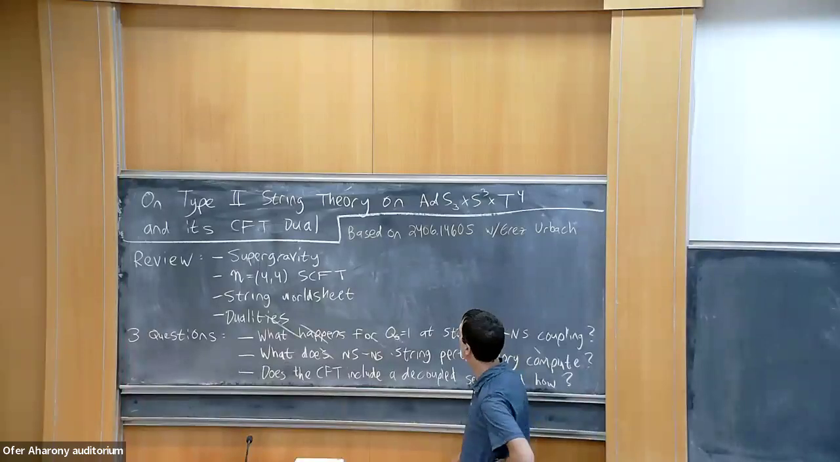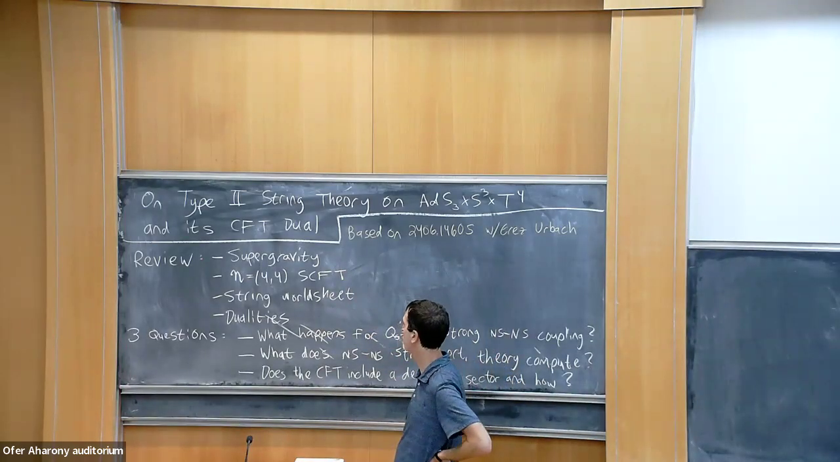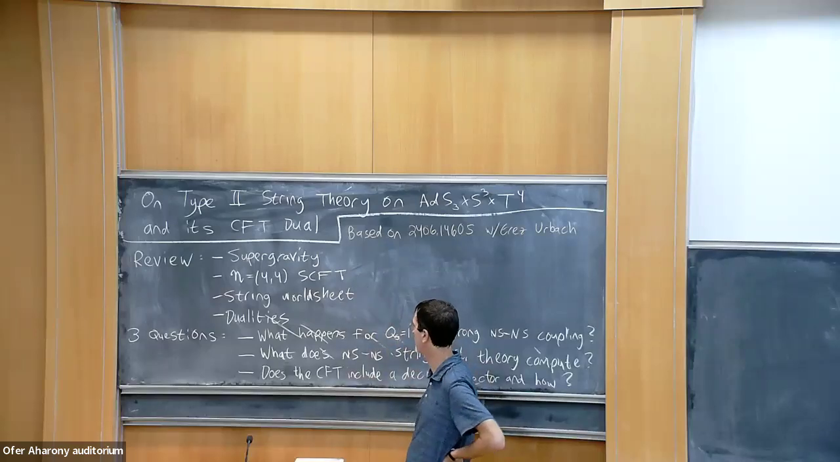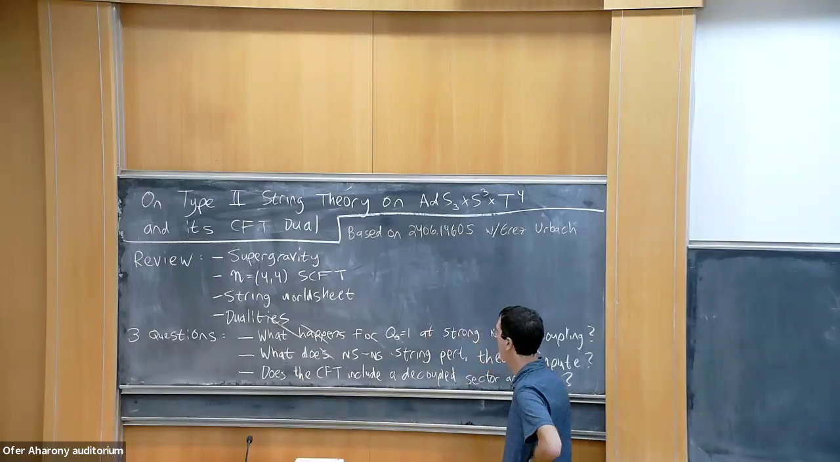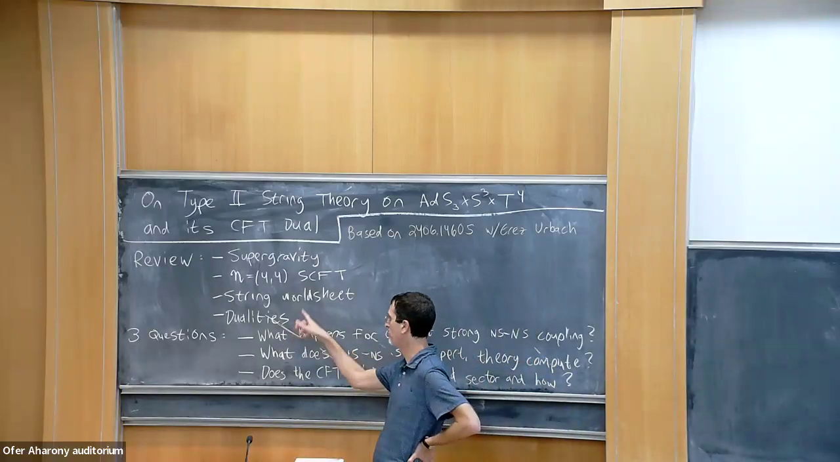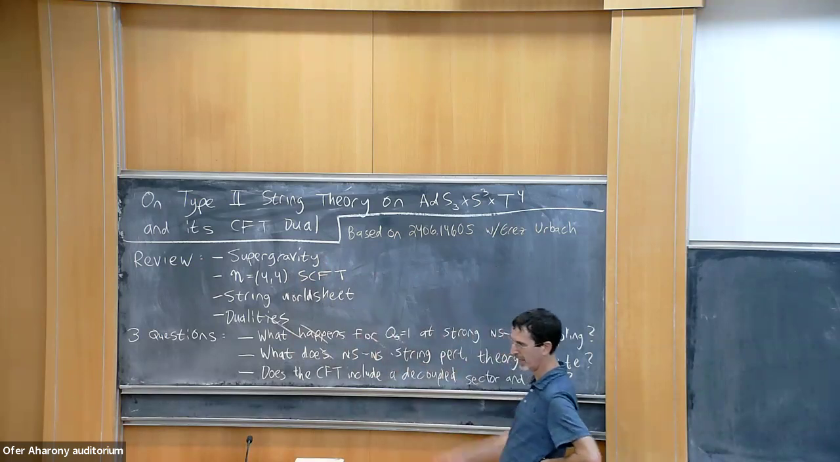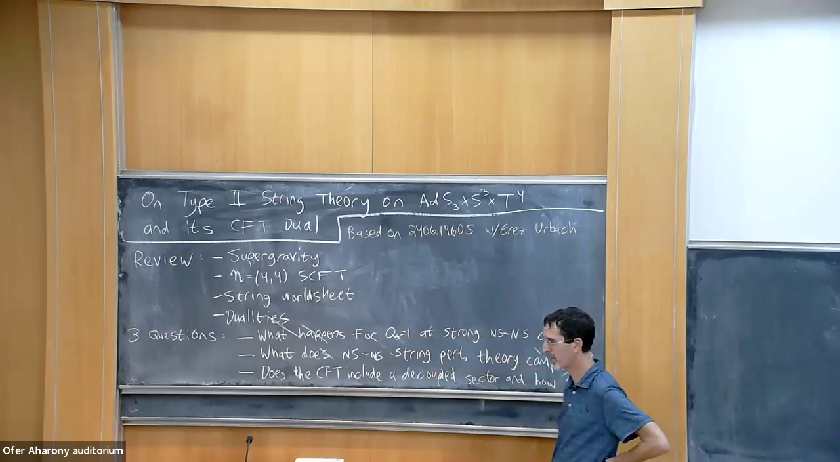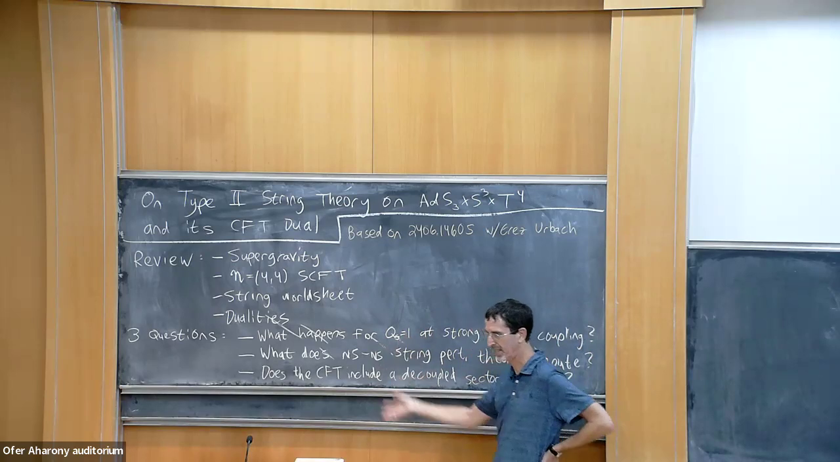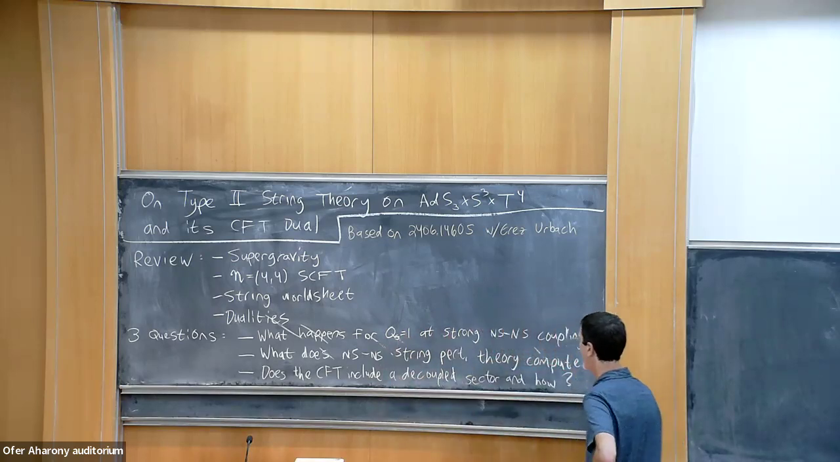So I'll review these theories from 3 different perspectives. First from the perspective of supergravity, then from the perspective of the dual field theory, and then from the perspective of the string worldsheet. I'll then review what's known about the dualities that relate different AdS3 S3 T4 backgrounds of this type. And then in the remainder of the talk, I'll focus on 3 questions that we were confused about, and that hopefully will become clear also during the review.